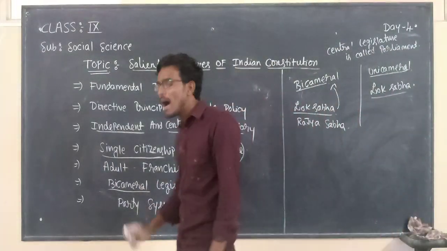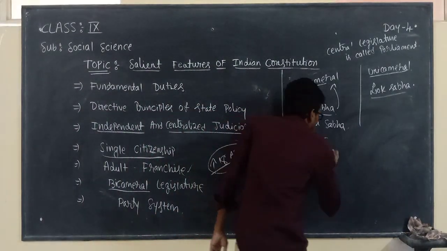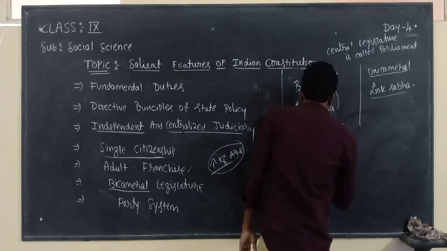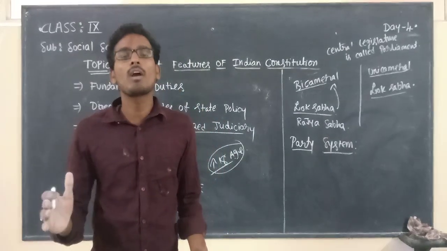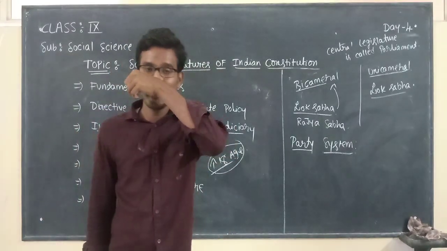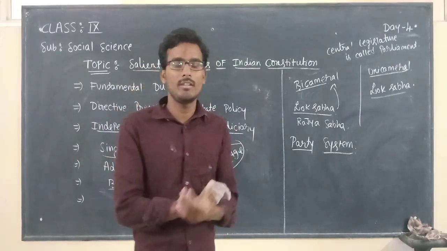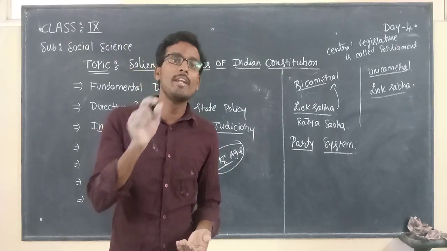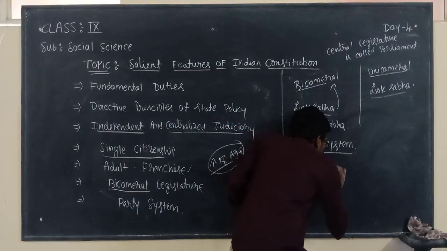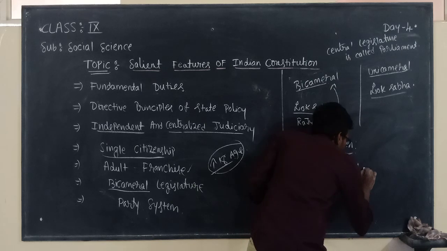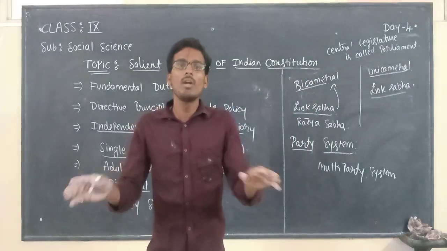Next, party system. India is a democratic country. In a democratic country, the political party's role is very important. In India, a multi-party system is there. Multi-party system means there are many political parties in India.